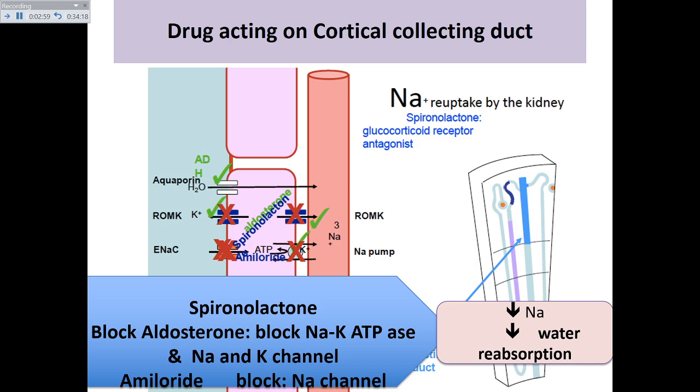If you notice, in the loop diuretic we greatly decrease Na and water reabsorption, or other solute reabsorption. Loop diuretic is the most potent one, but as we said it may cause hypokalemia.